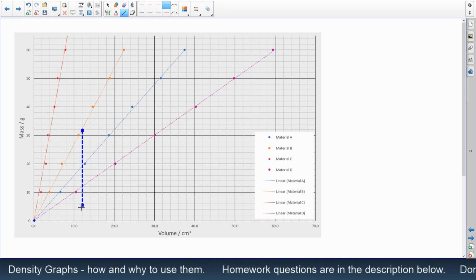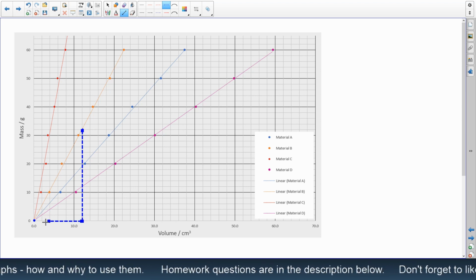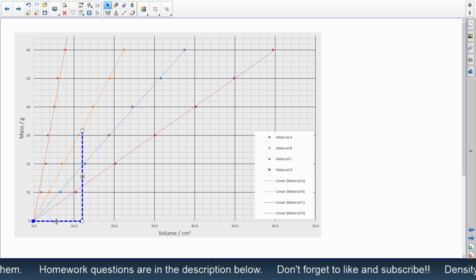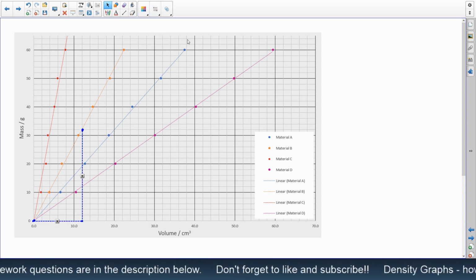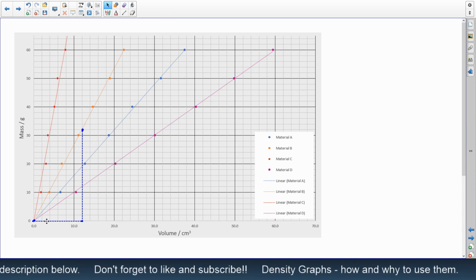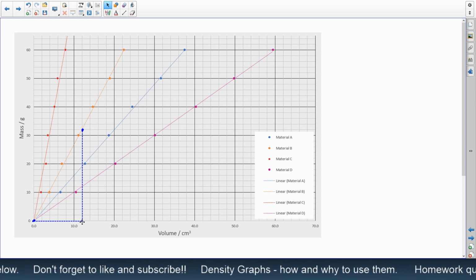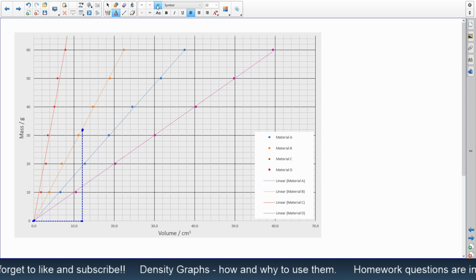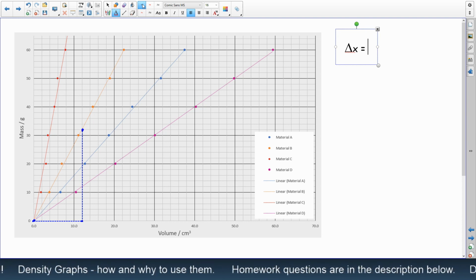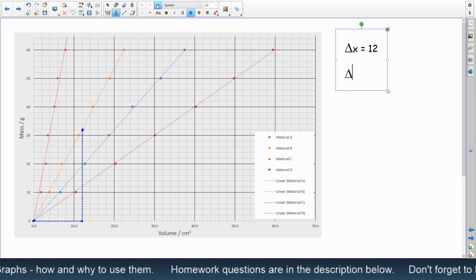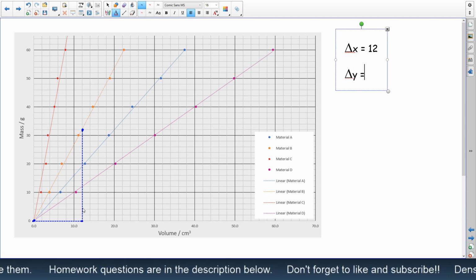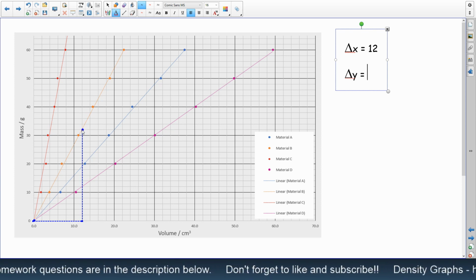So what I need to do is I need to find the change in y, change in x between these 2 points. Okay, so let's make that line a little bit thinner so that we can actually see what's going on. That's better. Okay, so this point here we've got axes, so we go 0, 2, 4, 6, 8, 10. Yeah, it's going up in 2s, so that's 12. So I can say that my delta x is equal to 12, and my delta y is equal to, so I go from 0 up to 30. It's also going up in 2s, so up to 32.